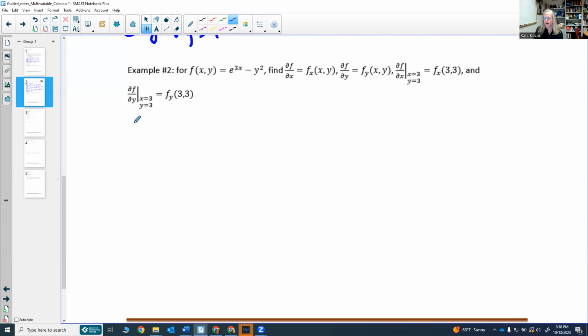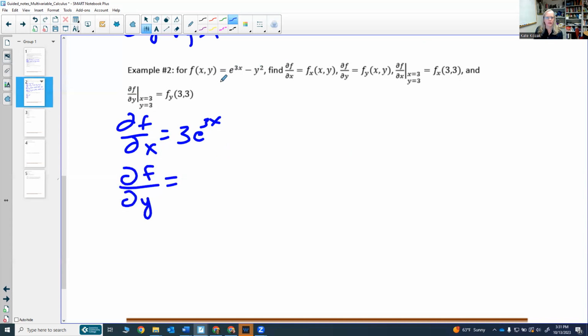So the partial derivative of f with respect to x would equal, the derivative of e to the 3x is 3 e to the 3x. The derivative of y squared is 0. The partial derivative of f with respect to y would be, e to the 3x is 0 because it's just got x's in it, and the derivative of y squared is minus 2y.